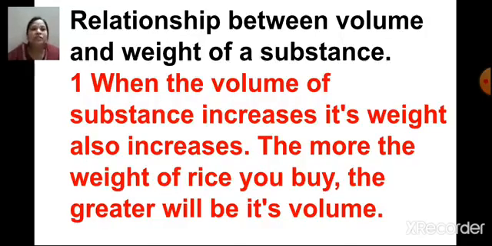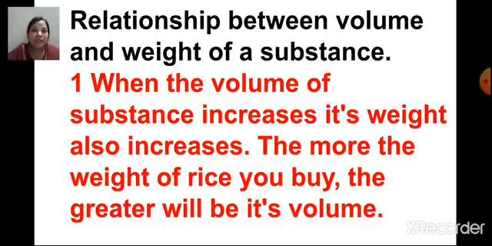Now, the relationship between volume and weight of a substance. Now children, as we have already discussed, the weight of a substance we measure in kgs, and volume is the space occupied by a substance. Now, when the volume of a substance increases, its weight also increases. The more the weight of rice you buy, the greater will be its volume.